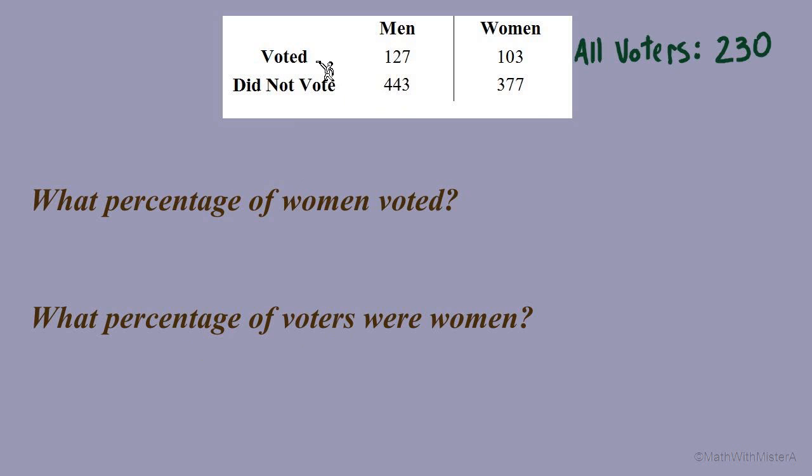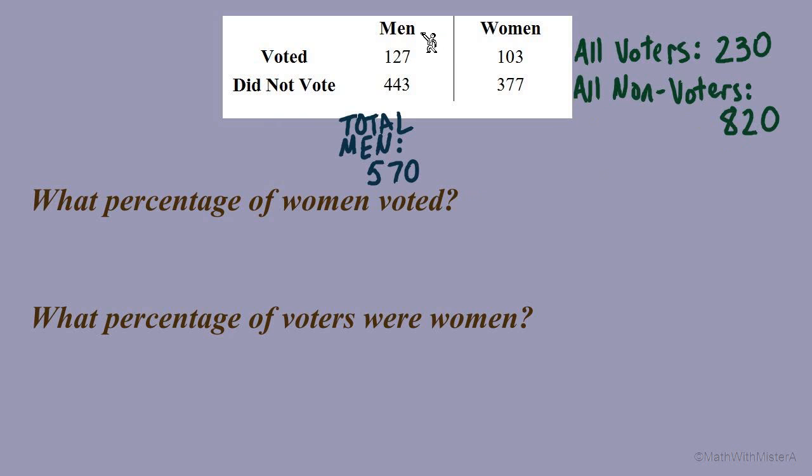Starting with this row, going horizontally, the number of people that voted. We have 127 men, 103 were women, so that means all of our voters, there were 230 of them. The next row would be the people that did not vote. 443 men did not vote, 377 women did not vote, and adding those two numbers gives our total number of non-voters, 820.